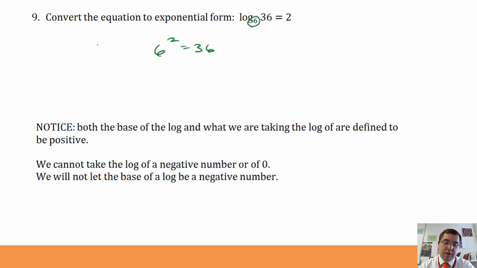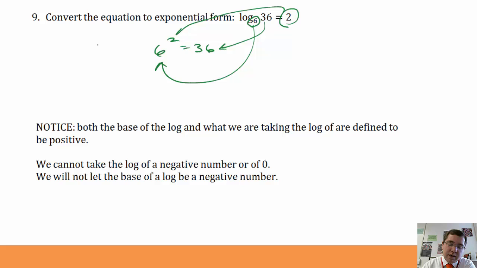Number 9. Convert the equation to exponential form. Log base 6 of 36 equals 2. That's true because 6 squared equals 36. So that's its exponential form. Take the base of the log, the 6, that becomes the base of the exponent. The thing I'm taking the log of goes on the other side. And what the log is equal to is the exponent, because remember, the logarithm is the exponent.